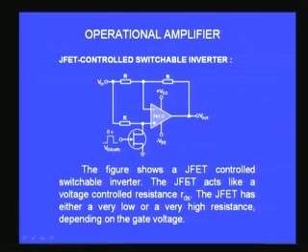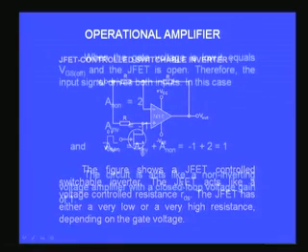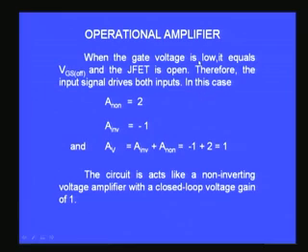Now the JFET acts like a voltage controlled resistance in principle. Depending upon the voltage you apply at the gate, the resistance between the drain and the source can be very low or very high. Now what is going to happen when the gate voltage is low? That means I have 0 volts at the gate. The resistance of the JFET when there is no gate voltage will be very high. It is almost like open, so like an open switch.